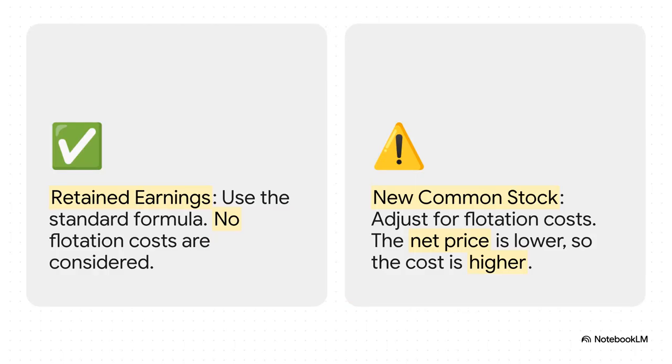Okay, I need you to screenshot this slide, highlight it, do whatever you need to do because this is a huge exam topic. So look, when a company uses its own money, its retained earnings, the formula is just how we learned it, no problem. But if they issue new stock, they have to pay fees, right? For bankers and lawyers and all that jazz. We call those flotation costs. This means the company doesn't get the full price for each share, so we have to adjust that price, P0, downwards. And basic math tells us if the number on the bottom of a fraction gets smaller, the final answer gets bigger. So the cost of new stock is always higher.